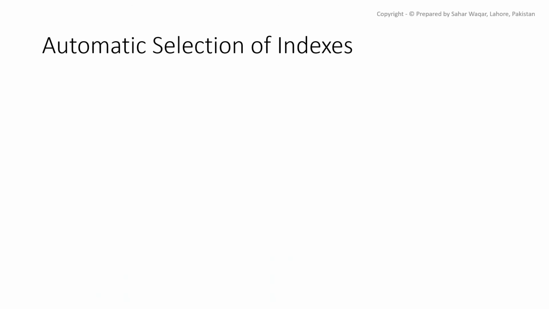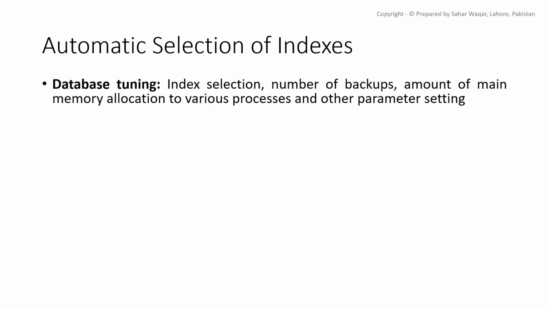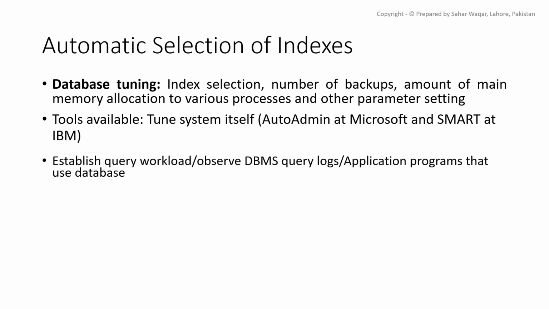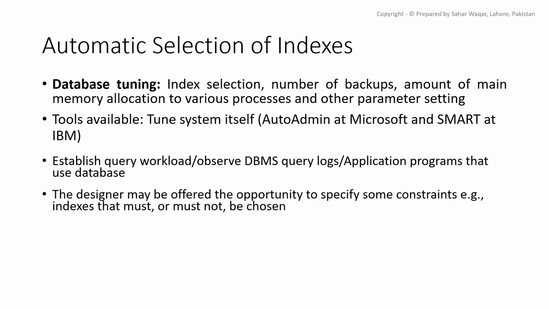So far we have discussed how an index will be selected by the database designer, but this process can be automated. Tuning a database is a process that includes not only index selection but the choice of many different parameters, like the number of backups and the amount of memory allocation to various processes. Several tools exist for this purpose, like AutoAdmin at Microsoft and Smart at IBM. They are built to tune the system itself or give the user control to solve the issues discussed earlier. All of these tools have been developed so that the system solves its problems on its own.